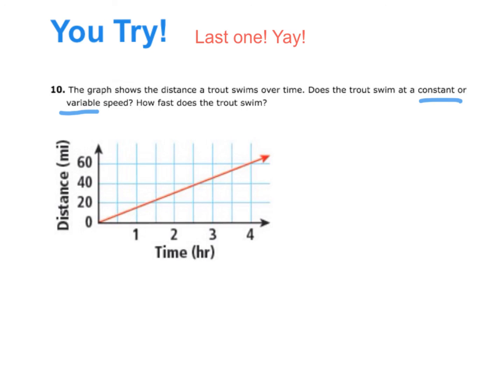To do this, you guessed it, we put 2 points on our graph. We want to make sure they're whole numbers. So I know that my line is crossing this point right here of 4, 60. And I'm not sure if it crosses there. It may look like it crosses here too, but I know for a fact it starts right here at 0, 0.